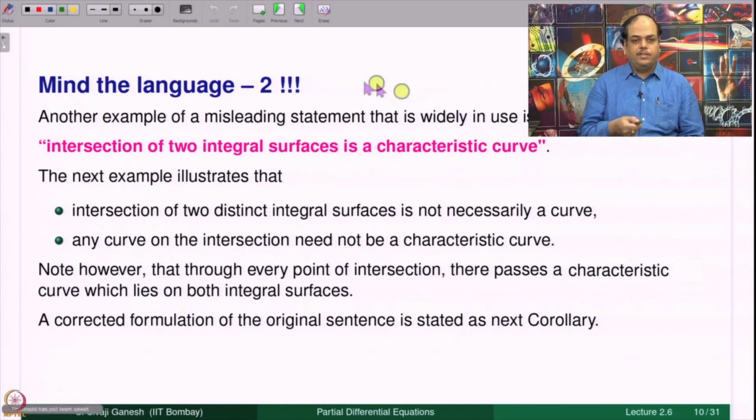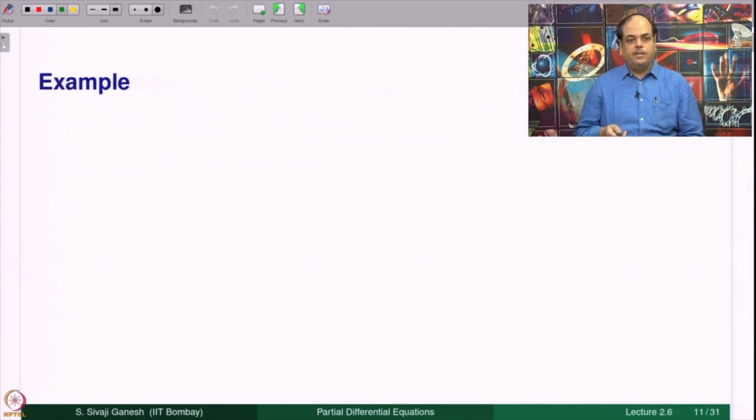The standard meaning of this turns out to be that this statement is incorrect. So, a corrected formulation we are going to give. Before that, let us do this example.